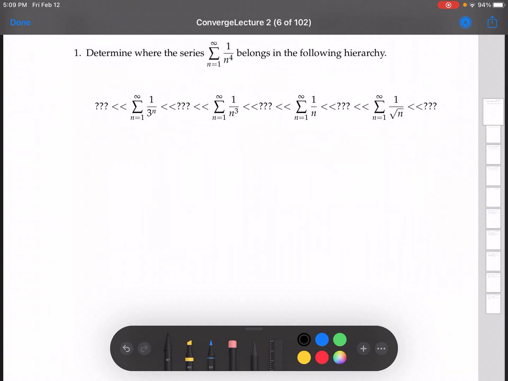In this video, we're trying to determine where this infinite series lies in this hierarchy. So does it go there? Does it go there? Does it go there? Or does it go there?